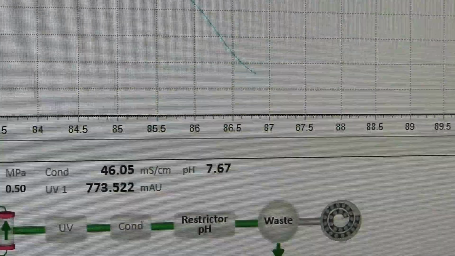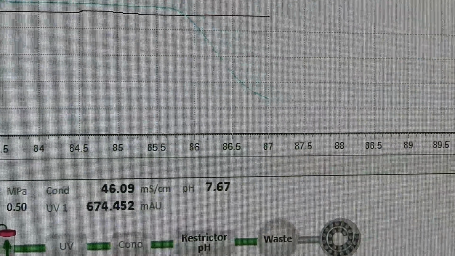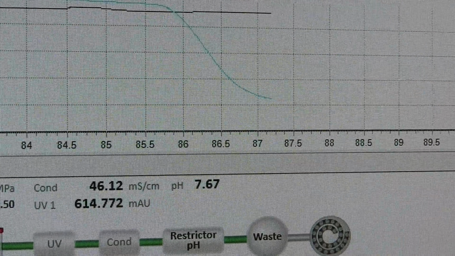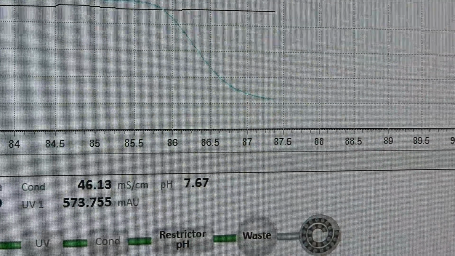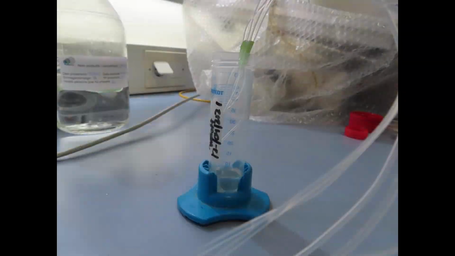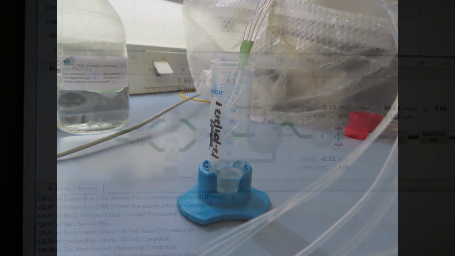The washing is stopped when the chromatogram shows a decrease of the ultraviolet absorbance to near the baseline, indicating that no more proteins are removed from the column. The wash is also collected in order to be able to recover the protein of interest in case it was removed during the washing step.